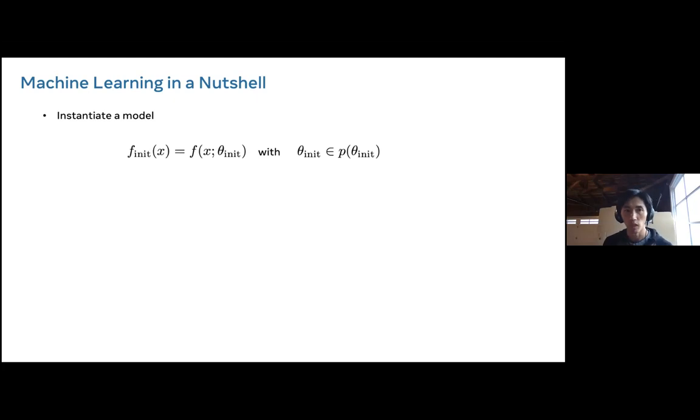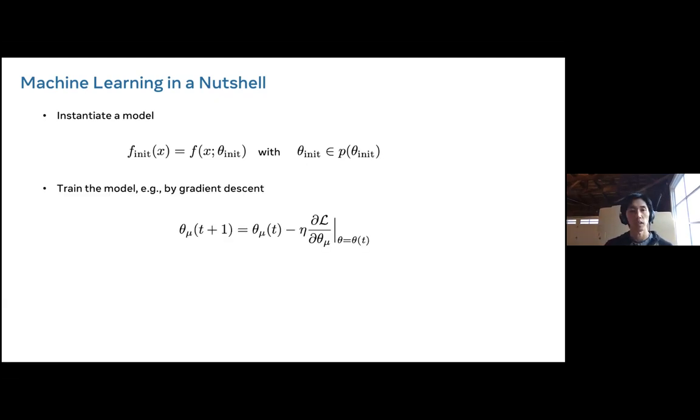Okay, so in machine learning, what you do at first, after specifying the architecture, is to instantiate the model. At initialization, you have some function f_net at initialization, which takes input x, and this is more specifically a function of two things. One is the input x and theta_init, which is the model parameters at initialization. I'm going to give you some concrete example in the next slide. But so you have some model parameter theta, and you draw the model parameter from some distribution that you specify. And then you train the model.